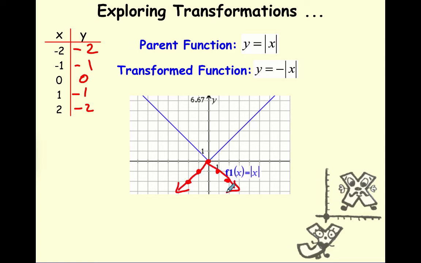So what do I get? I get what's called a reflection. And specifically, which way did I reflect it? I reflected it from pointing up to pointing down, which means it's a vertical reflection.